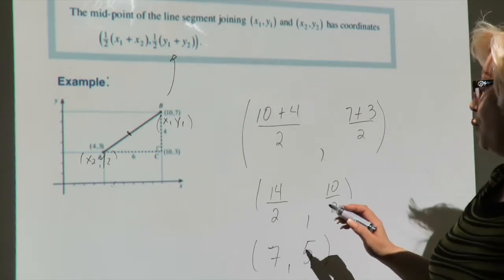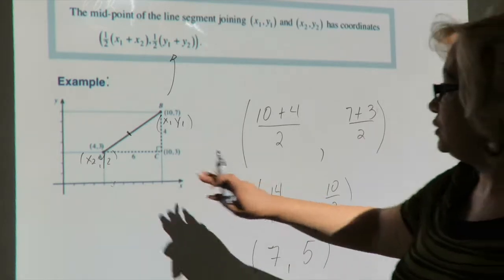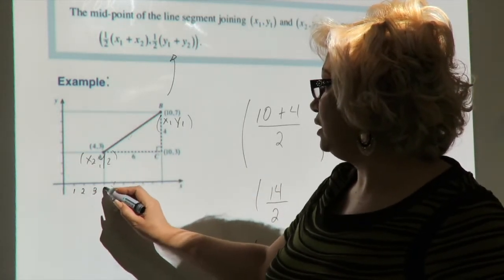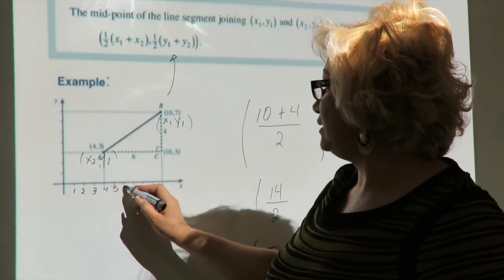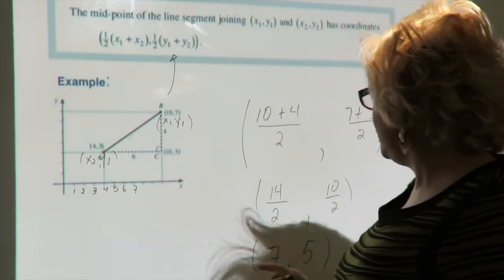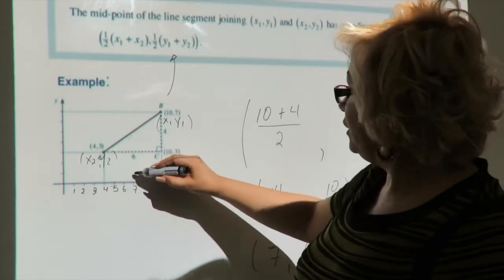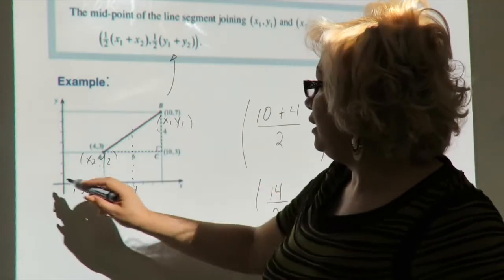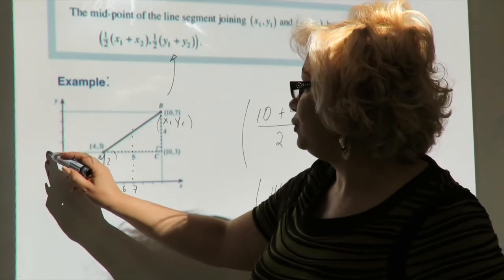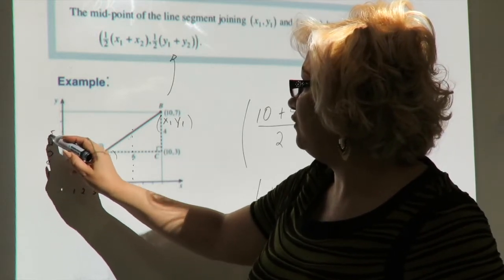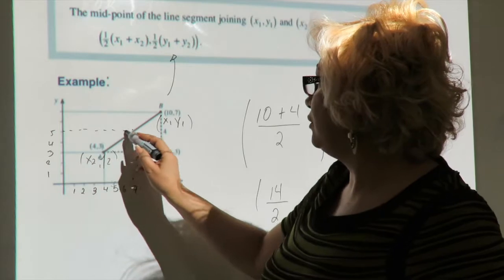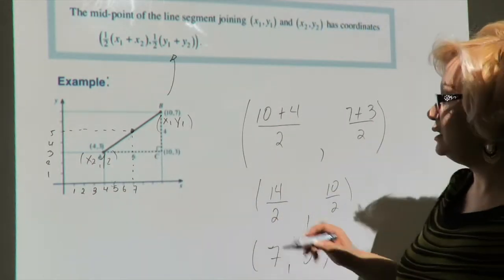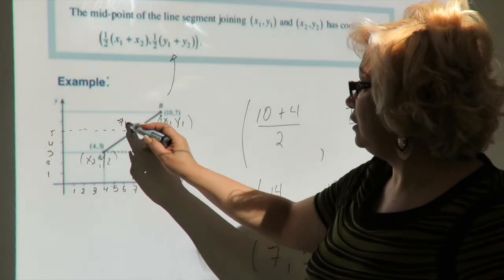Okay? So when we have this, if you see, you count 1, 2, 3, 4, 5, 6, 7. That will be over here. And then we count 1, 2, 3, 4, and 5. So that means that the midpoint of this specific segment is 7,5.